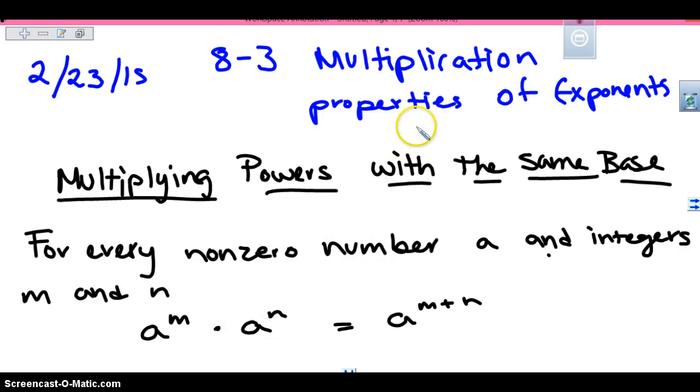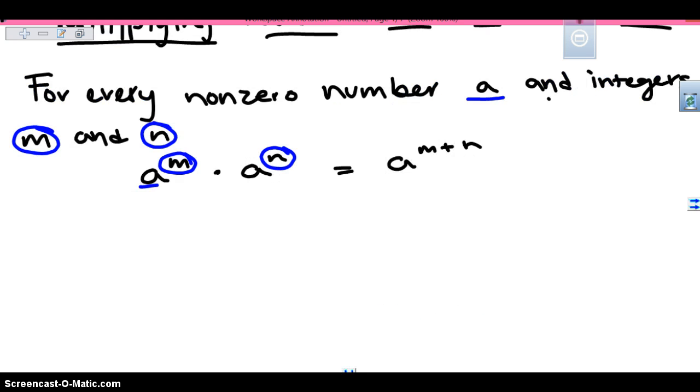Today we're talking about multiplication properties of exponents. When multiplying powers with the same base, for every non-zero number a and integers m and n, a to the m power times a to the n power is equal to a to the m plus n power. In other words, let's say we have 3 to the 5th power times 3 to the 4th power. This is equal to 3 to the 5th plus 4 power, or 3 to the 9th power.